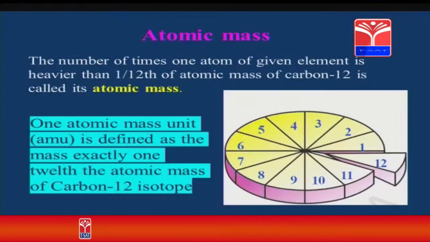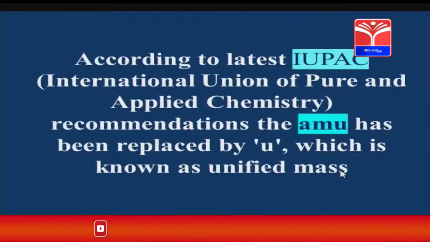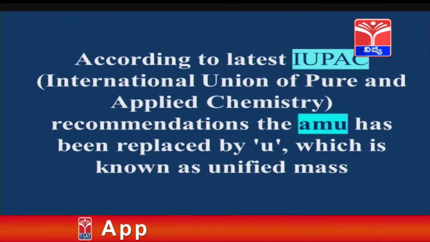One atomic mass unit is defined as exactly 1/12th of the mass of a carbon 12 isotope. According to the latest IUPAC, International Union of Pure and Applied Chemistry, AMU has been replaced by U, which is known as unified mass.